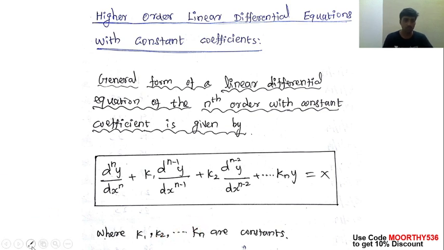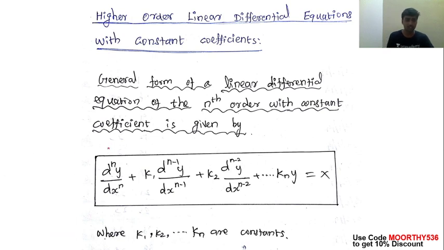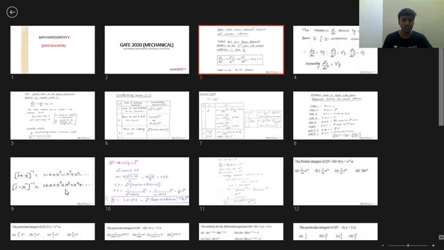We are substituting n is equal to 2. It may be a second order. Substituting n is equal to 2 in this equation, we get 2 minus 1, 2 minus 2, so up to the power 0 we are getting. So n is equal to 2 is called the second order linear differential equation.